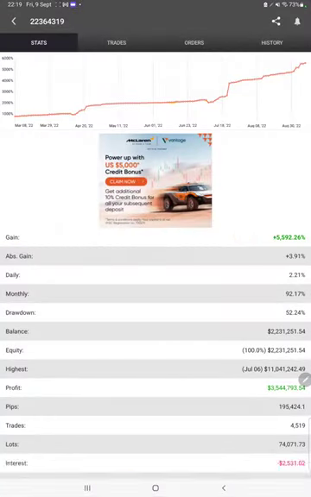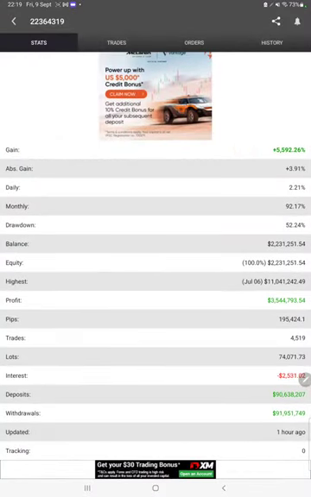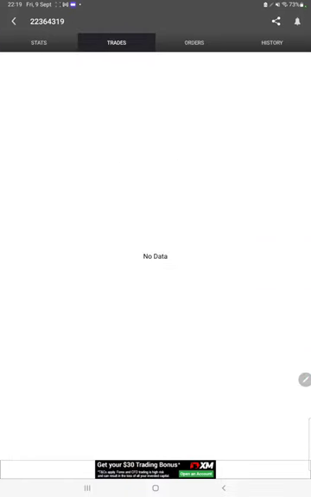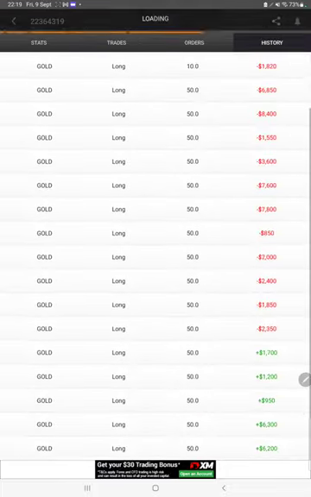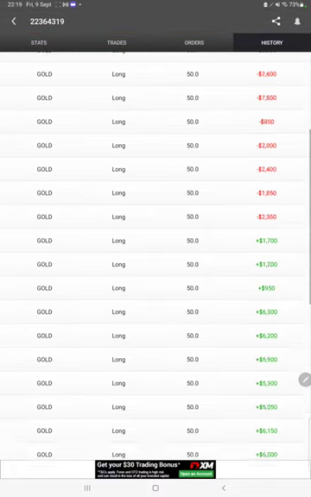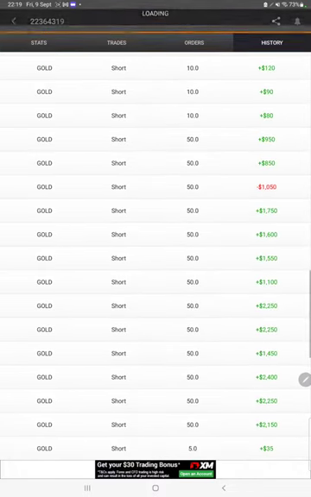After then we have our trading account statistics from MyFxBook, so we can check the total percentage of gain, absolute gain, daily return, monthly return, drawdown, current balance, equity, profit pips that we have achieved, and 1 hour ago it is updated. We can also see the open trades here, verify the pending orders, and in history we can see how much lot size we have traded, how much profit and loss we have made.